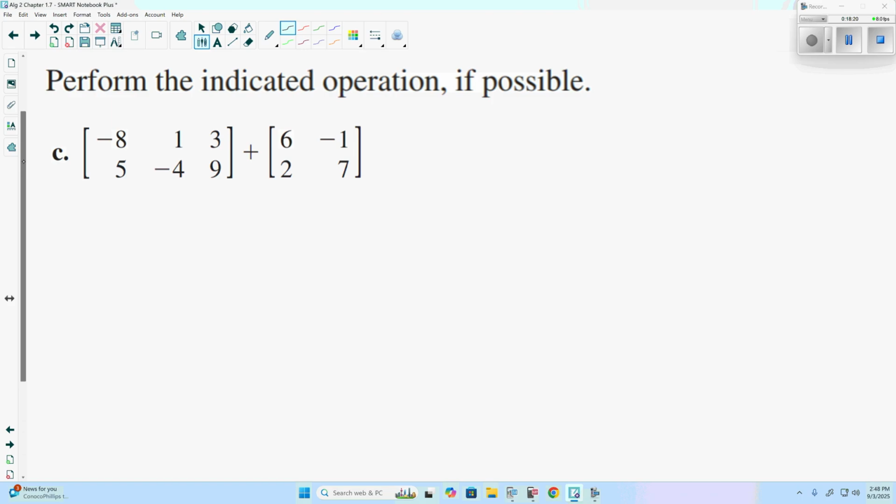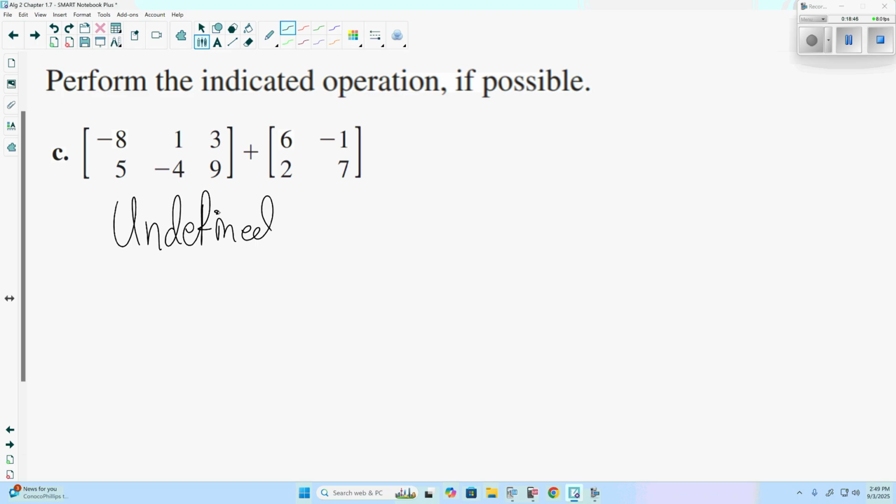Yes, what are the dimensions of the first matrix? 2 by 3. What about the second one? 2 by 2. Are the dimensions the same? No, so can we add or subtract? No, so this here is what? Undefined. If the dimensions are not the exact same, we cannot add or subtract.